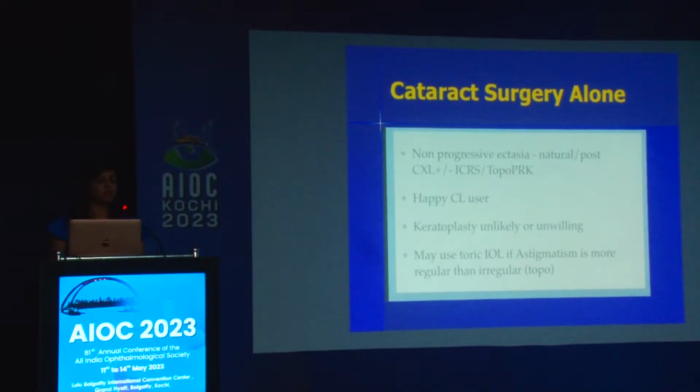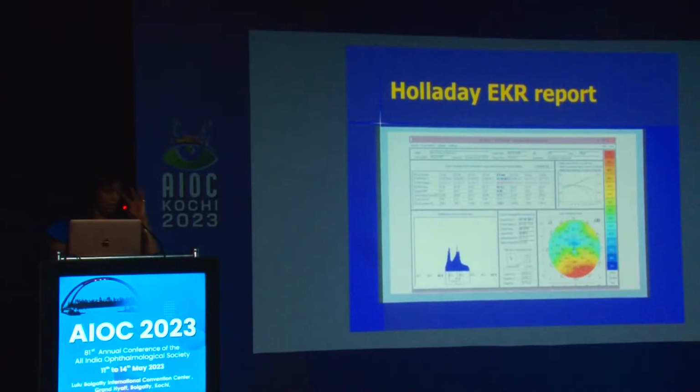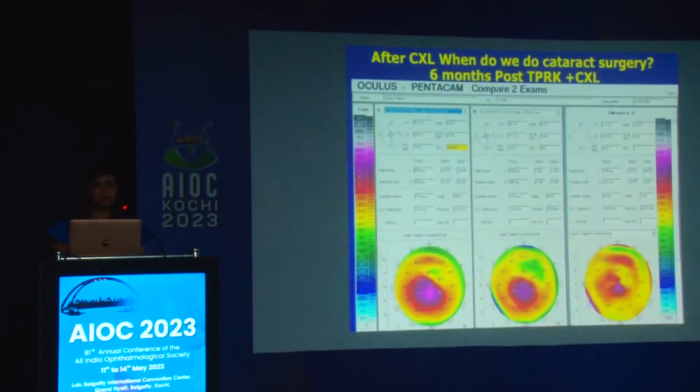Now toric IOL is a big bugbear, whether we use it or don't. Obviously if the astigmatism is more regular, then you use that. How do you decide that? Look at the topography, look at the Holladay EKR report. Even if you don't have any fancy equipment, your basic topography will give you an idea. If the cone is in the central area, if it's a central cone, then you can go ahead with using a toric IOL. But if it's an absolutely decentered cone, those are the cases where you're not going to get good results with the toric IOL. Then the EKR report, if the reading is like this, I think that's fairly acceptable rather than something like this.